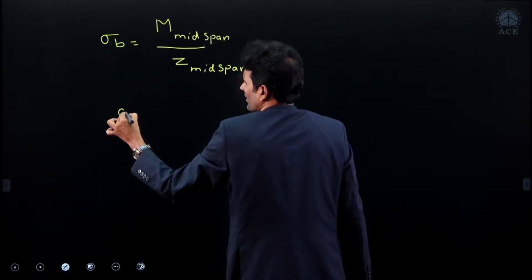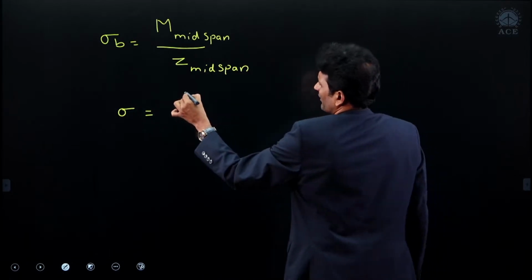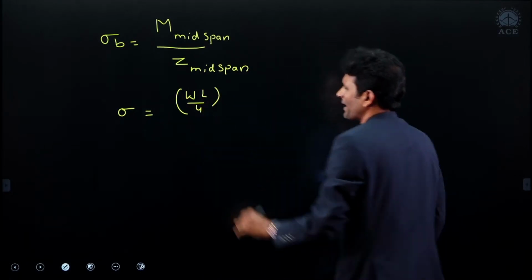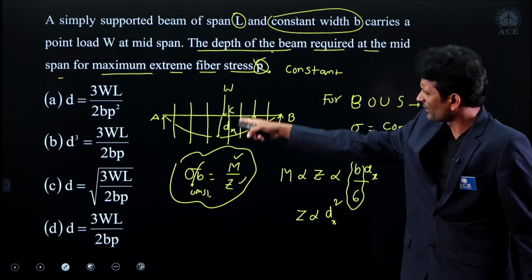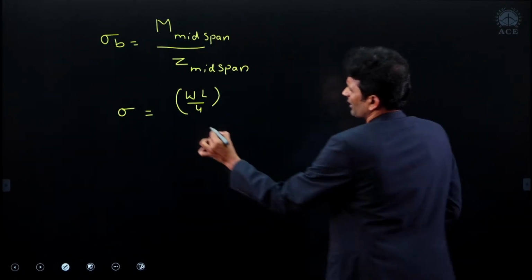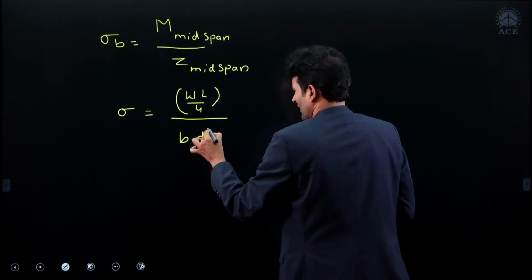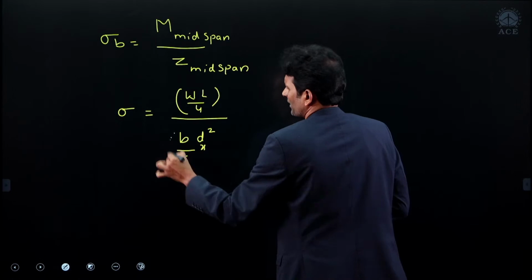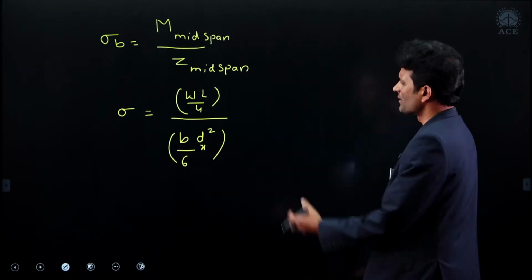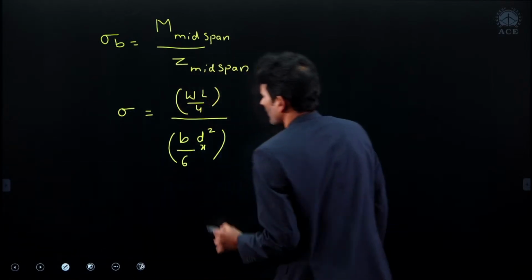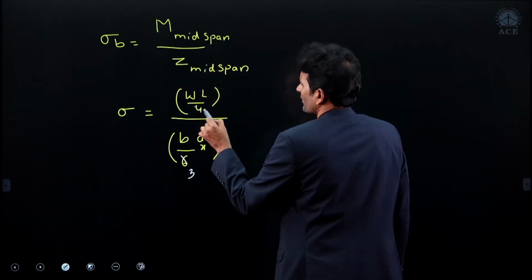దీని వాల్యూ వాడు ఎంత ఇచ్చాడండి? సిగ్మా ఇచ్చాడు. That is a standard case. WL divided by 4 is the maximum bending moment available for this case. And Z వచ్చేసరికి నాకు b, we are not doing any changes for b, dx square divided by 6, my dear friend. That's it. దీన్ని సింప్లిఫై చేస్తే you are getting the answer. Strike off the similar terms.